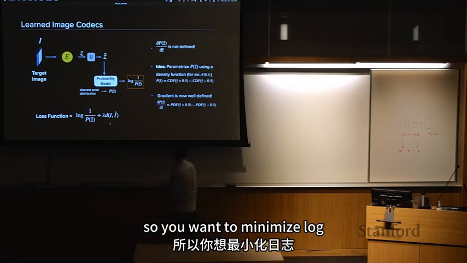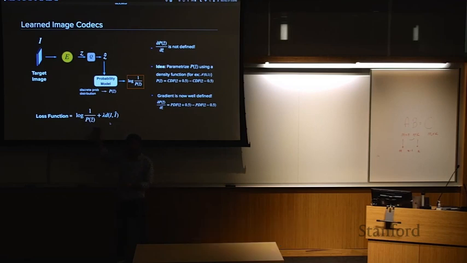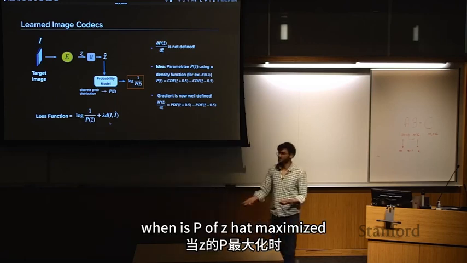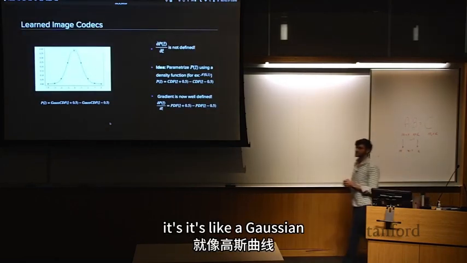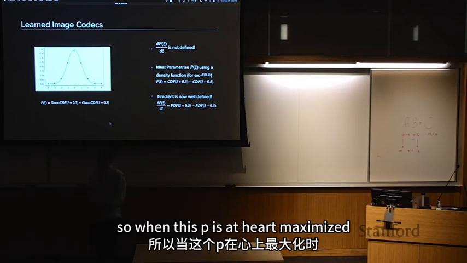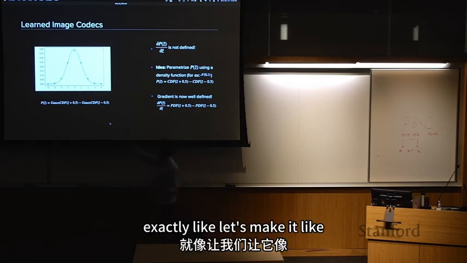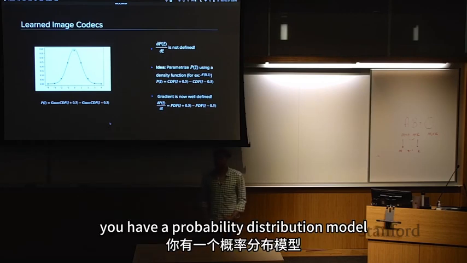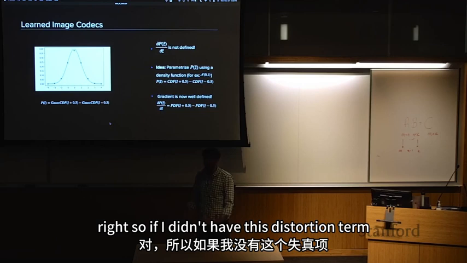So you want to minimize log 1 over p, which is equivalent to what? Maximizing your p of z hat, right? When is p of z hat maximized? It's Gaussian-like latent variables, right? So when z hat is 0, at that point you have the maximum probability. You have a probability distribution model which assumes maximum probability for z hat equals 0, right?